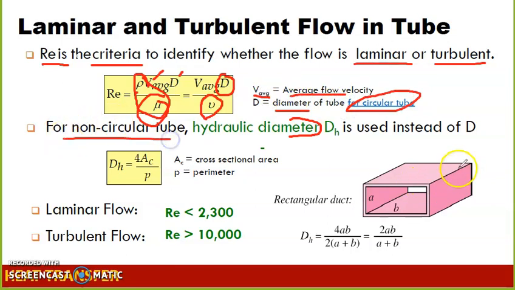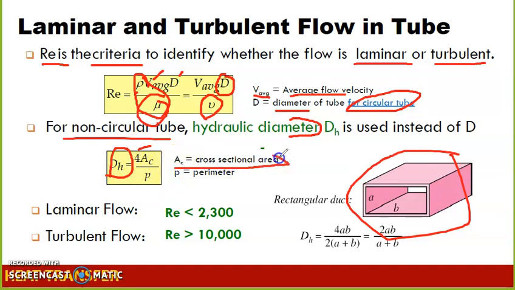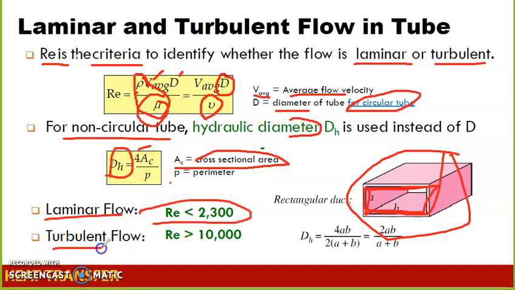However, for a non-circular tube, like a rectangular duct, we have a different formula for finding D. We will look for the hydraulic diameter, DH, which equals 4Ac over P. Ac is the cross-sectional area, this part here, divided by the perimeter enclosing this area. The flow is laminar if Re is less than 2,300, and turbulent if Re is greater than 10,000. So we need to solve for Re to determine if it is laminar or turbulent.